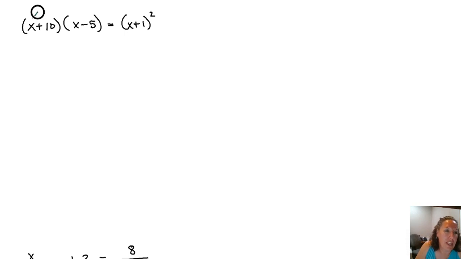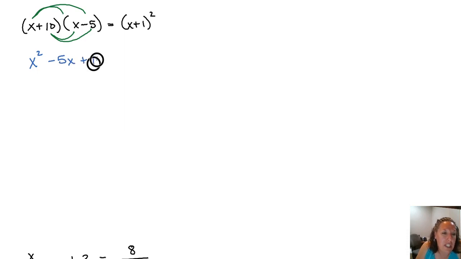We're going to multiply this out. So we can rainbow, foil, box, whatever the word is that you use, we're going to multiply this out. So x times x gives us x squared. x times negative 5 is negative 5x.